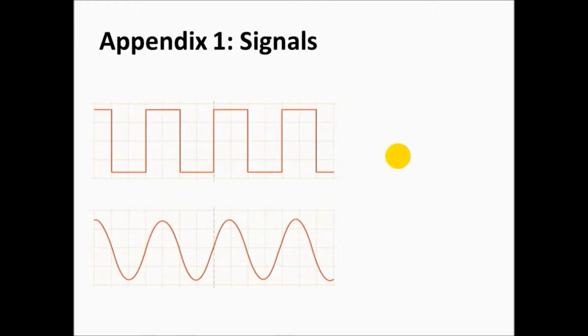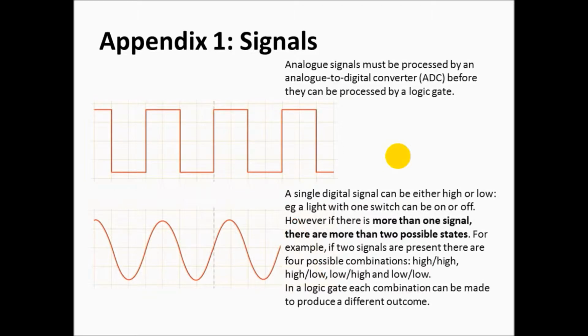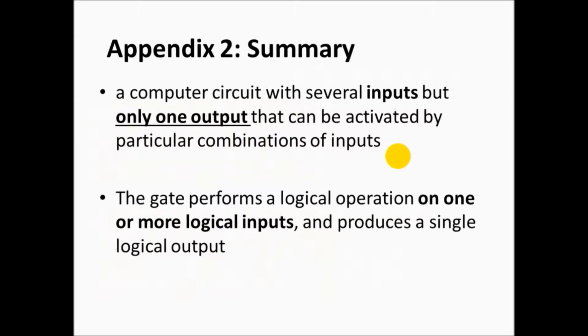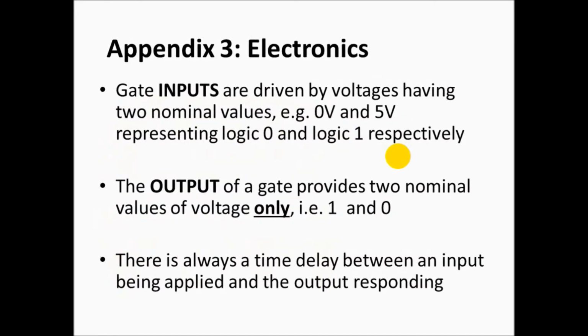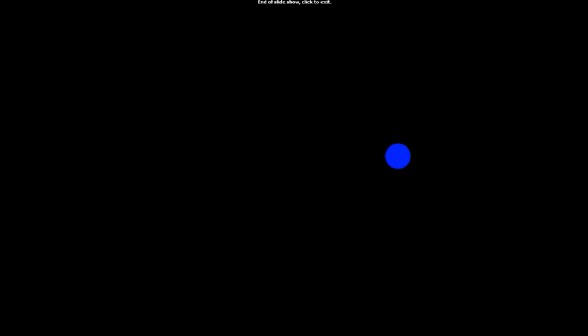I just added in an appendices. Appendix 1 was just explaining about signals, if you need to read about that. And this was a summary of what an input is when we go through a circuit and how it activates an output. And this one is all about electronics, just a summary of basic electronics and binary. And I think that's it. Yes, it is.